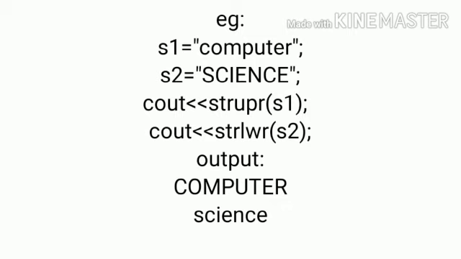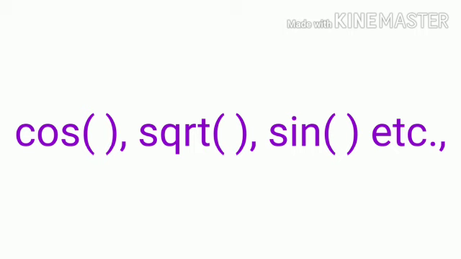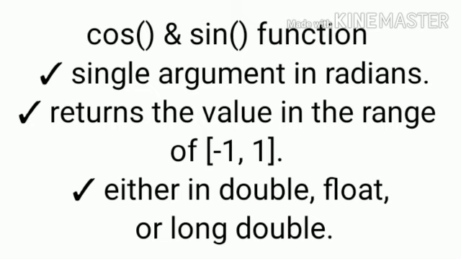Okay. The next concept is mathematical functions. A number of mathematical predefined functions are there in the C++ library. For example, sin, cos, sqrt, that is square root, and so on. First we see about the sin and cos functions. These two functions take only a single argument in radians and also return a value in the range from -1 to +1. The values are either double, float, or long double.